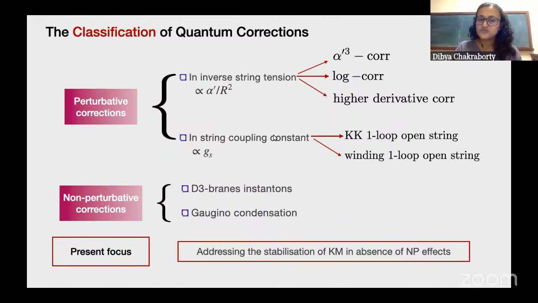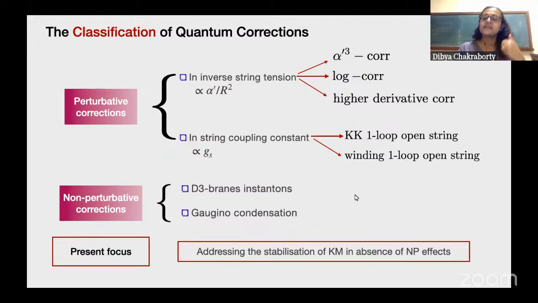And these large volume scenarios are always well motivated because they can help us to control several corrections, such as the supergravity corrections, as well as when I get the four-dimensional effective theory, they are well under control if I stay in the large volume classical regime.